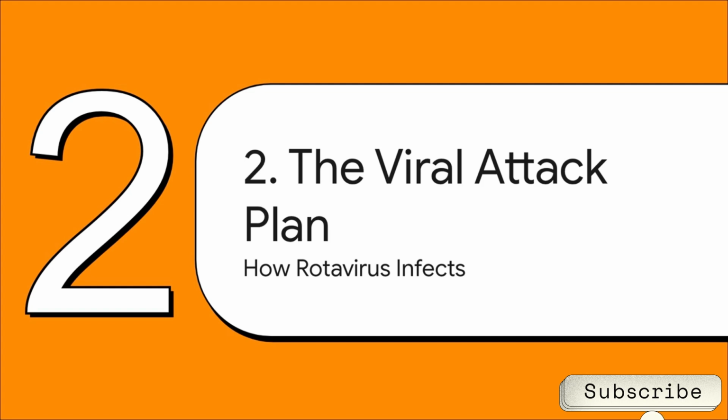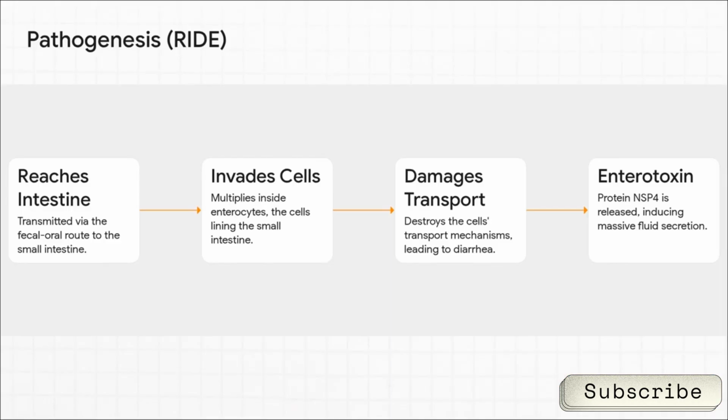Okay, so now let's get into its modus operandi. How does this villain actually pull off its attack on the body? Its attack plan follows 4 simple steps, and you can remember it with the mnemonic RIDE. First, it reaches the small intestine, usually through the fecal-oral route. Then, it invades the enterocytes. Those are the cells lining the gut.